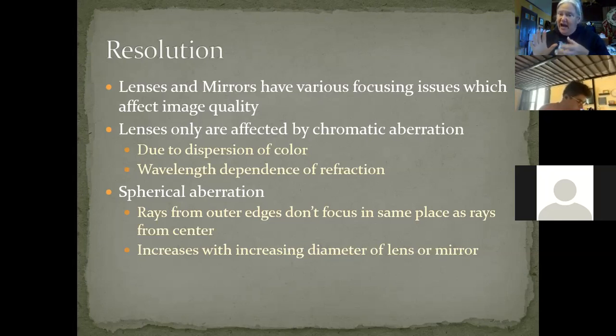If you use that shape, what can happen is stuff around the edges doesn't quite focus with everything else, and you get this blurry image again. So it's aberration, or blurriness, due to the shape. So it's spherical aberration. The larger the lens or mirror is, the more problematic this becomes. So we have to think about that when we build these big telescopes that have 10-meter mirrors. You know, so that's a consideration.